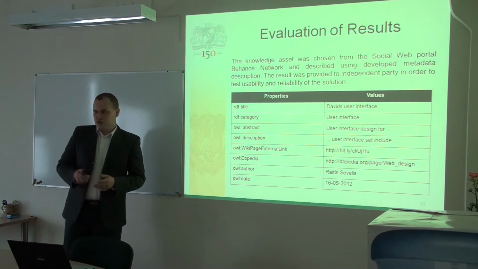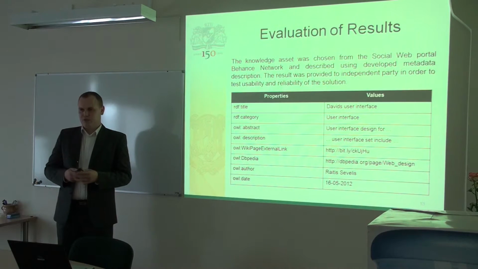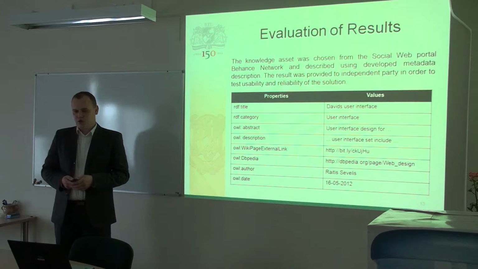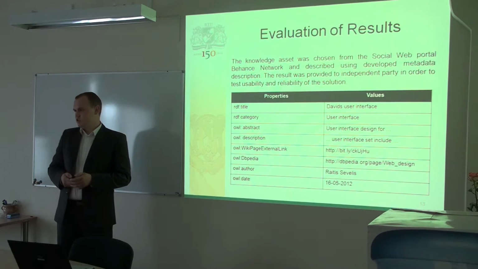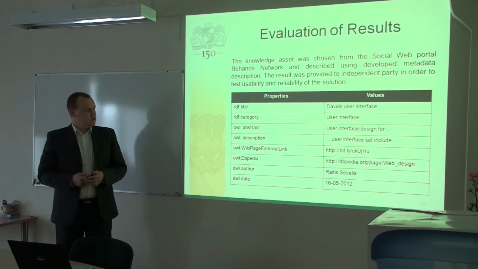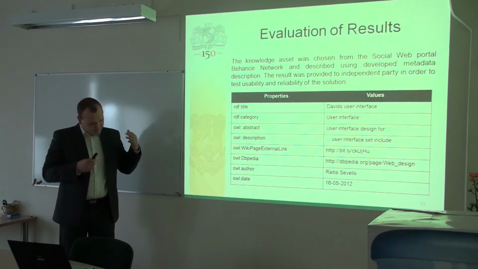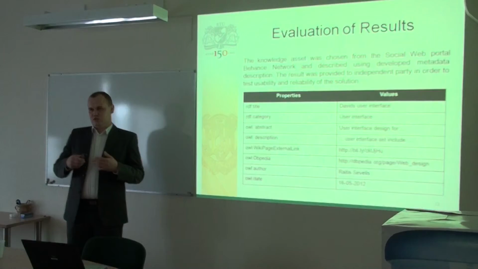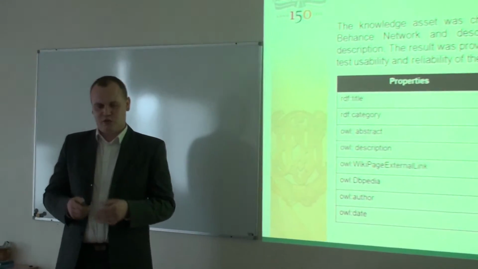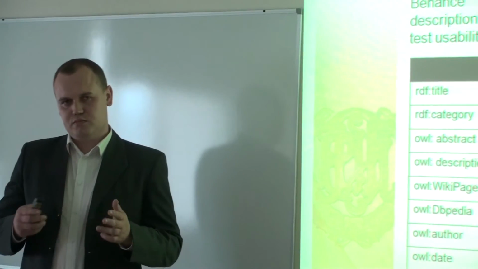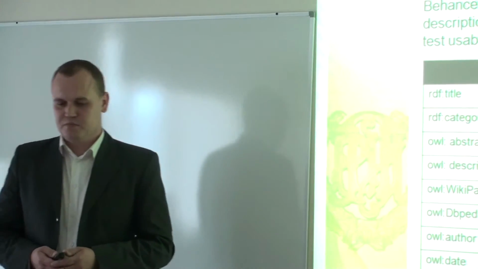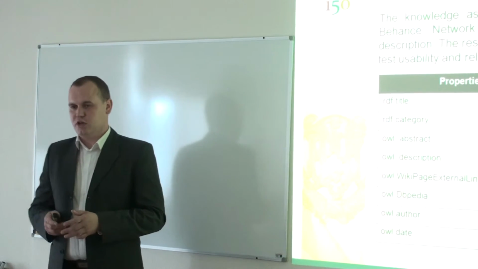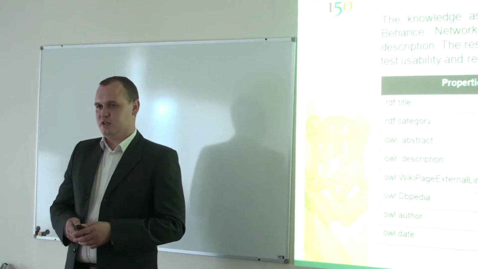In order to test the results, it was decided to perform a test by retrieving the knowledge asset from the social learning environment, the Hans network, and describe it using the metadata structure that was developed. In the table you can see this metadata structure, and basically when this metadata description was made, it was transferred to the two equal parties. The difference is that the first party received the blank knowledge asset, while the second party received the knowledge asset together with the metadata description.